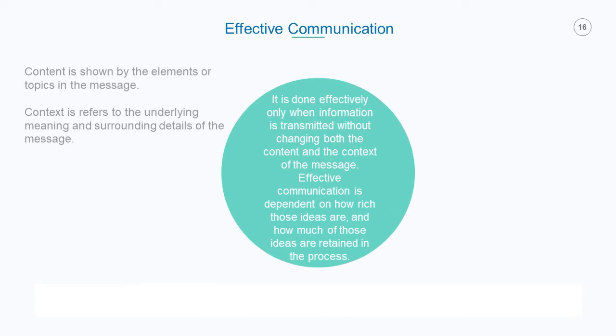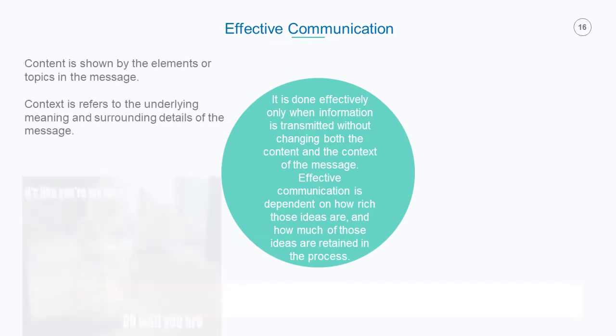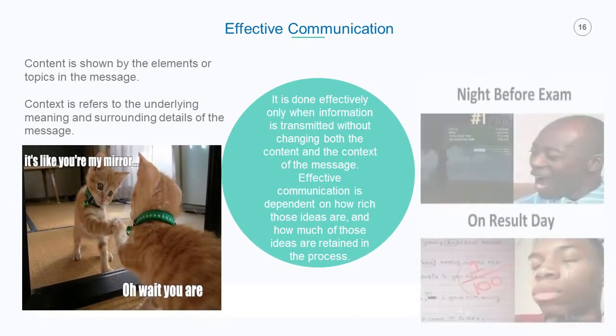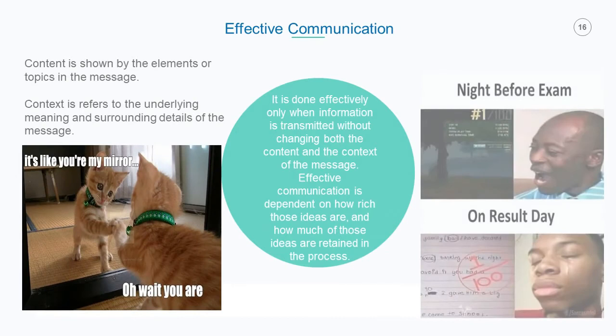Content and context should be a mirror of each other, meaning what you say in your content should be reflected in the underlying meaning or the details of your message. The first concept of effective communication is message richness, or the message content, and the way the sender and receiver are able to connect.